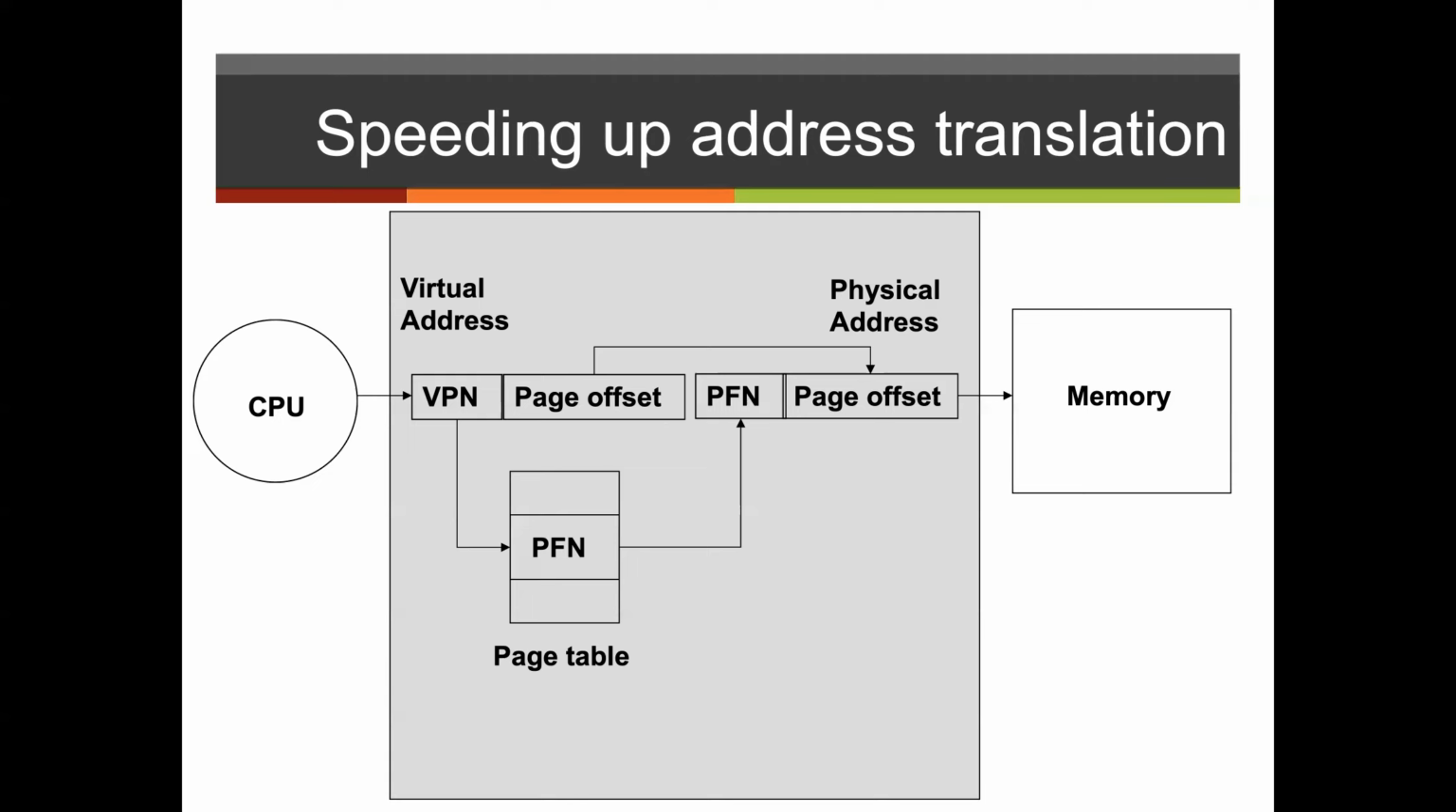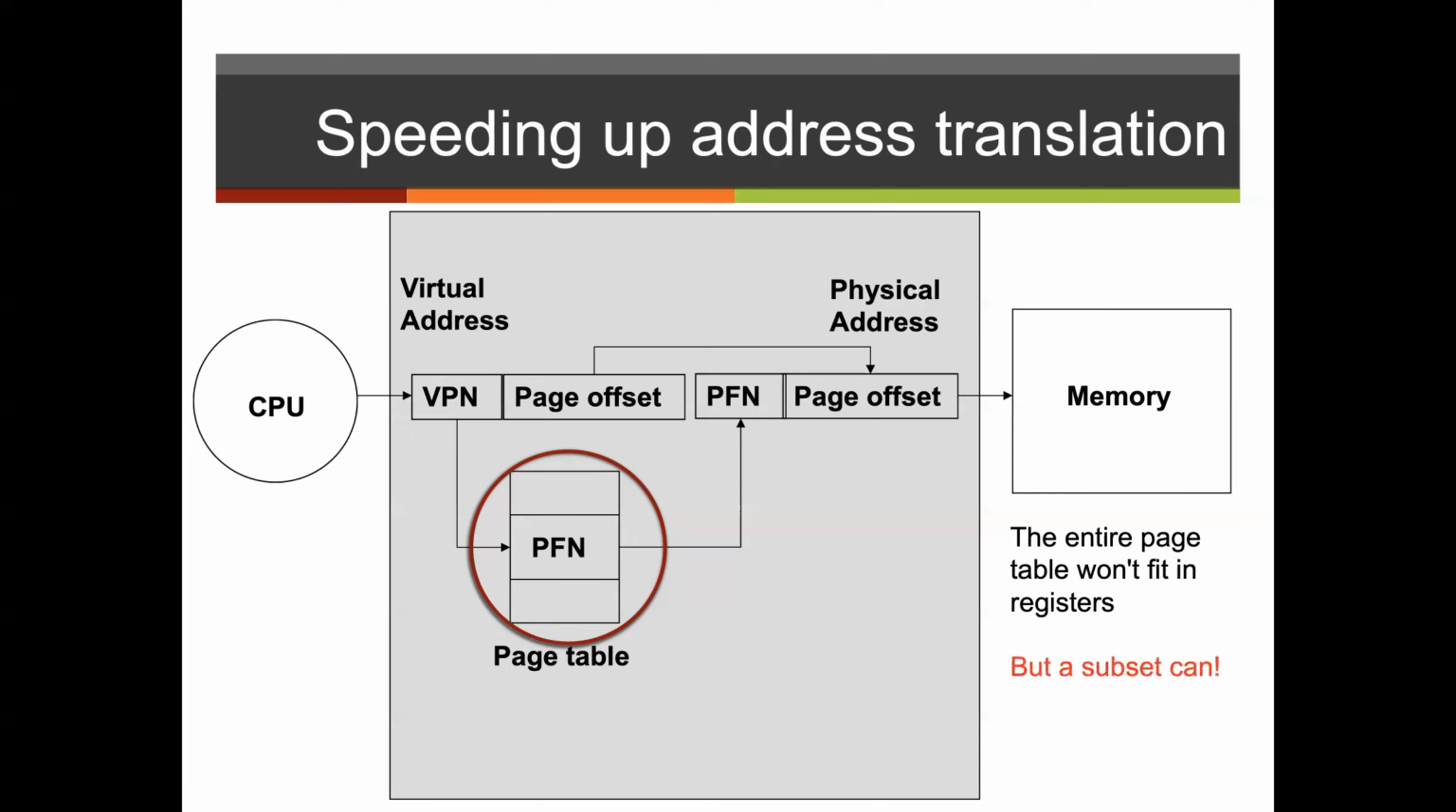Now, the problem that we have here is that the entire page table won't be able to fit in registers. But we're able to include a subset of the page table that can fit into registers. So with this in mind, what if we could add a small table into the process in order to help minimize performance loss between context switches? So why would this approach work?